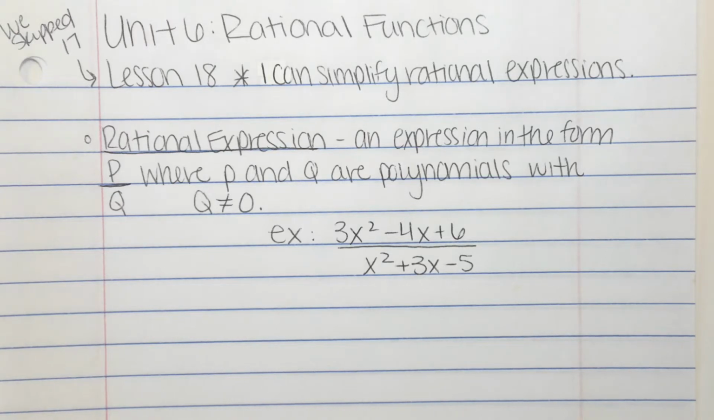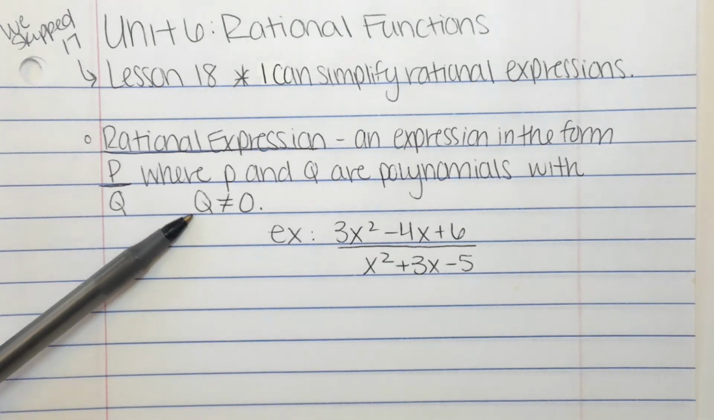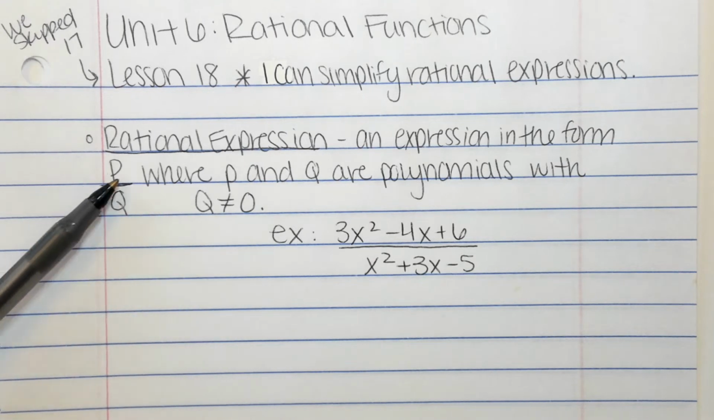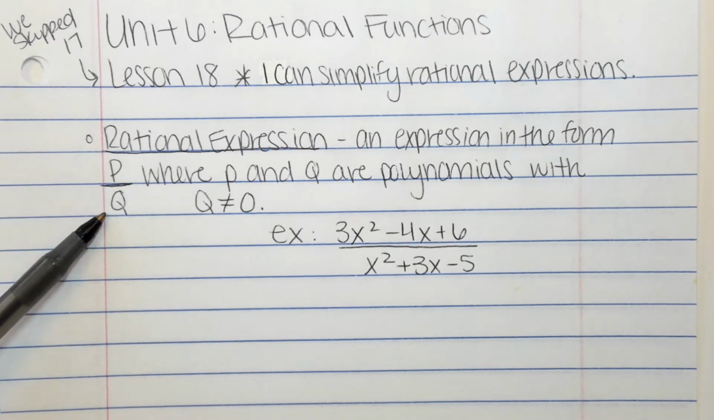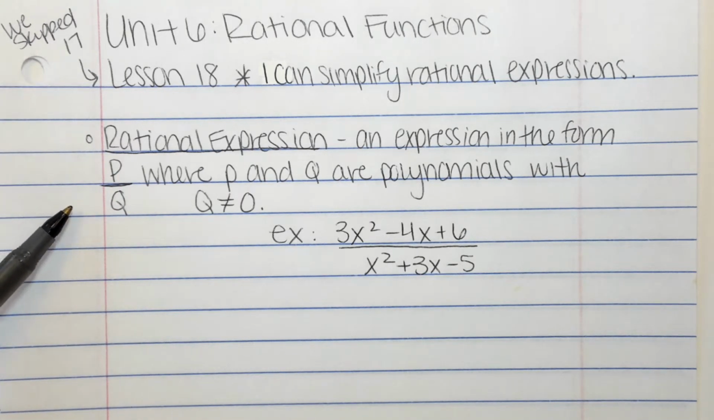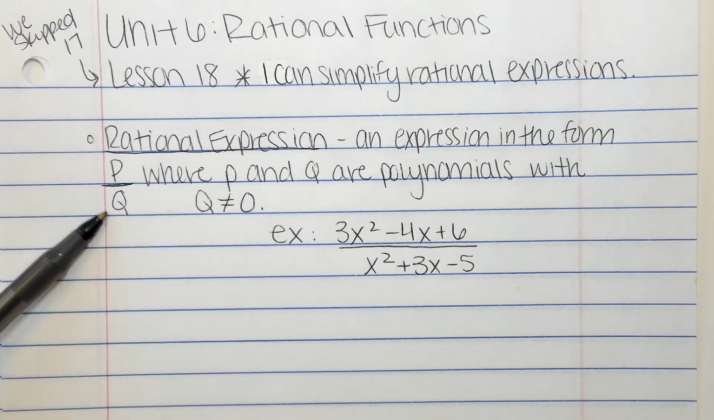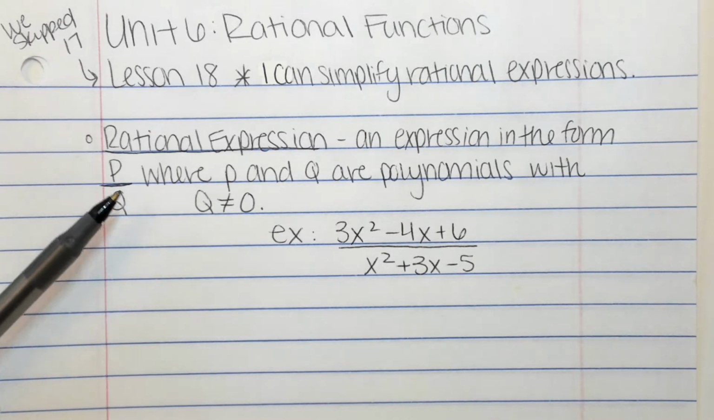Now, I mentioned when I was going over the objective that we're going to talk about the domain of a rational expression and what can't be included in the domain. So we're going to use that Q cannot be 0. A fraction is always defined unless it has 0 in the denominator. If a 0 is in the denominator, we say the fraction is undefined.